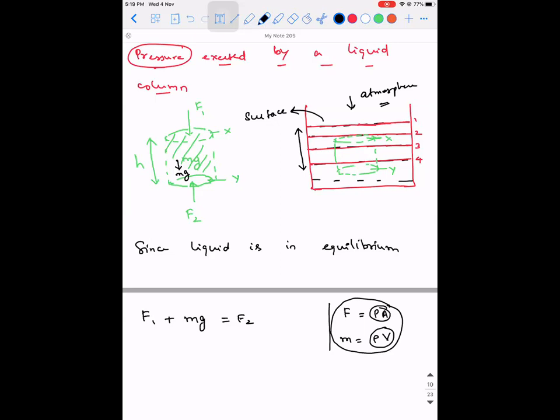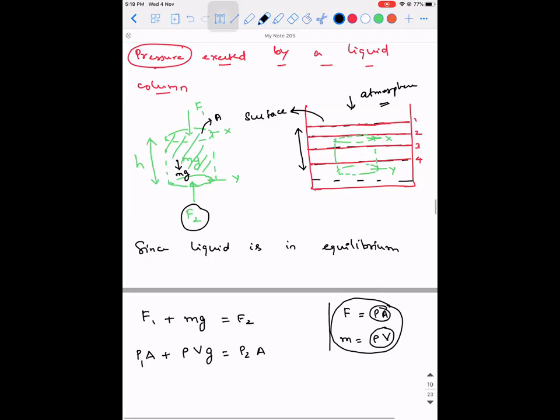So how can I write F1? F1 is pressure at point 1 into A, where A is the area of cross section of this portion, plus, what is M? Rho into V into G, is equal to, you tell me what should F2 be? P2A, or P1? It is P2A because pressure at point 2 is different. Pressure at point 1 is not the same as pressure at point 2.